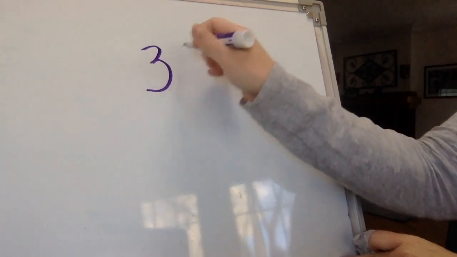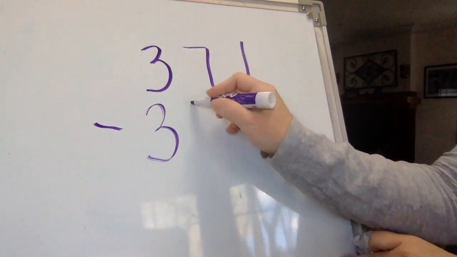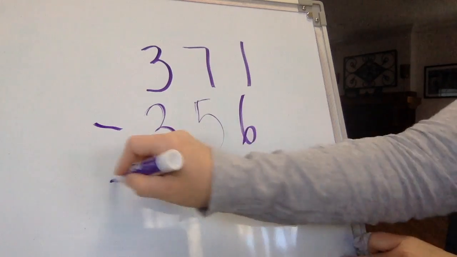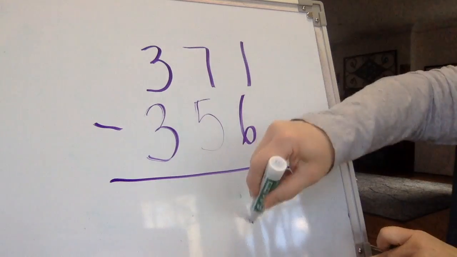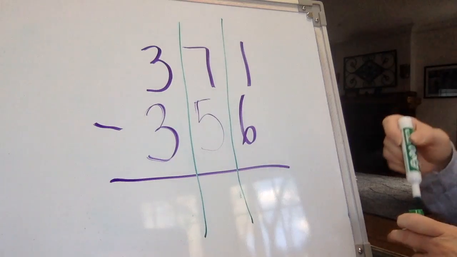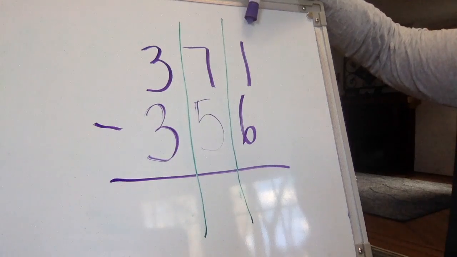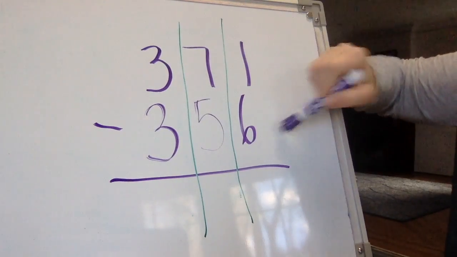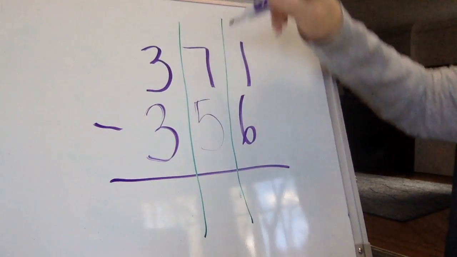Next, oops, trying to write sideways. 371 minus 356. And again, I'm keeping my numbers in the correct place value. My ones are together, my tens are together, my hundreds are together. All right, let's solve. First, we start in our ones like we always do, and we read top to bottom. So 1 minus 6. Do I know how to do 1 minus 6? I do not, so I need to come over to my tens.